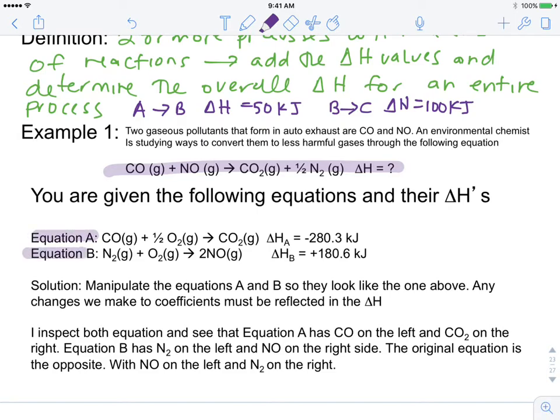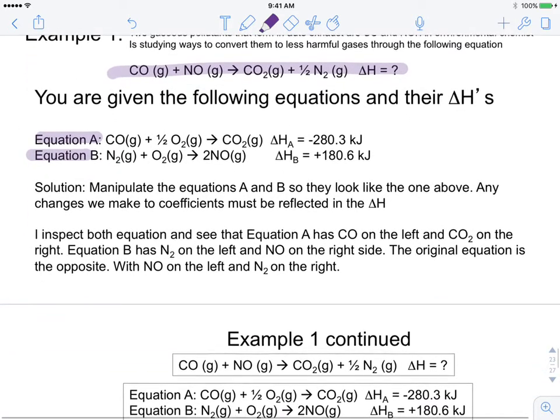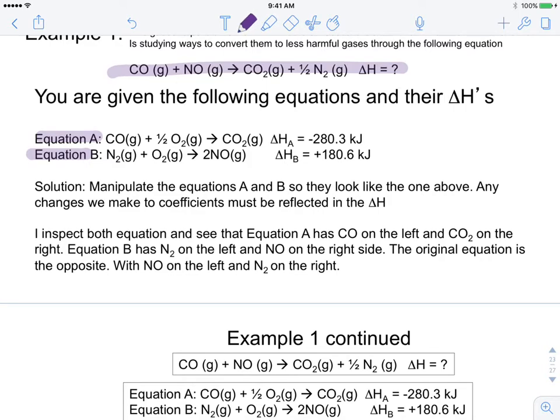So I go through here in the notes and I'll walk you through this. When I look at this, I have to change around A and B to add up to the total delta H. I look at both of these reactions. Something that I like to do that I don't write down here is I like to look for something that's unique between A and B and my target. This I call my target up here.